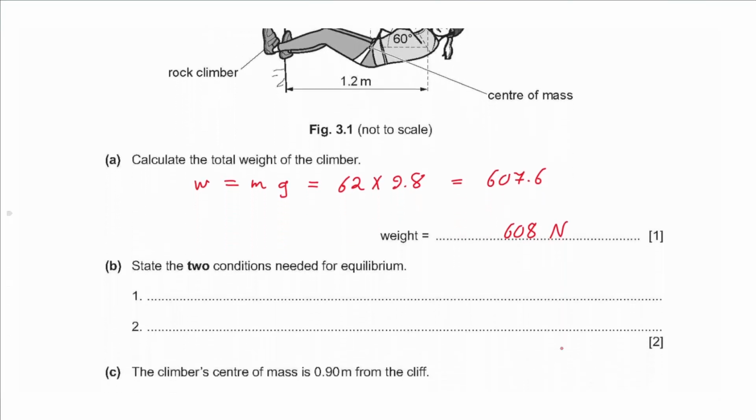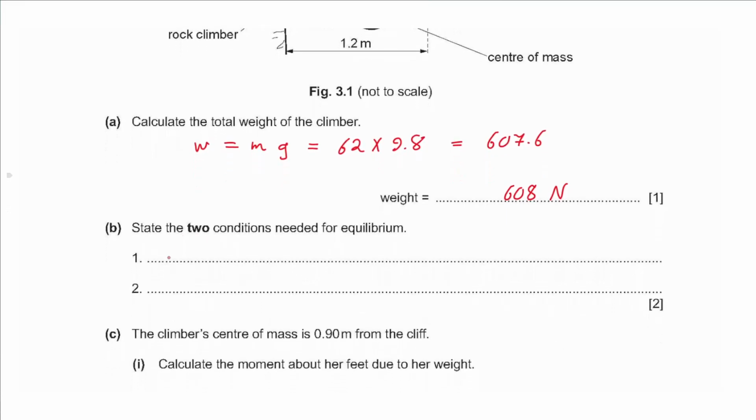Part B says state two conditions needed for equilibrium. The first condition is no resultant force. The second is no resultant moment or torque. So these are the two conditions.